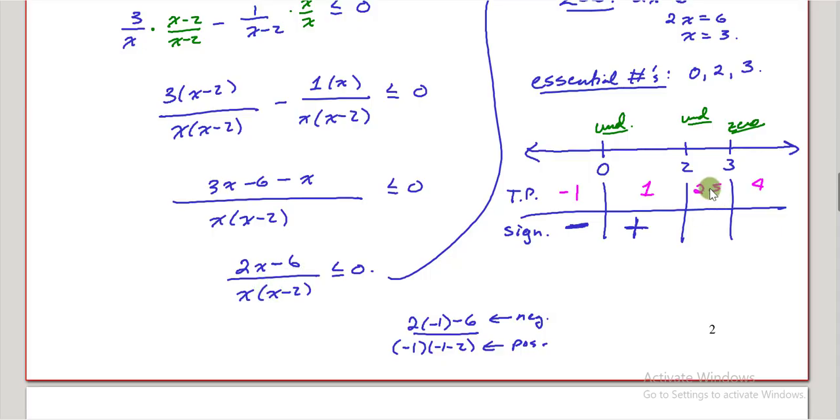If I were to take 2.5 and plug it into this expression, 2.5 times 2 is 5 minus 6, so my numerator is still negative. But now look at my denominator. If I take 2.5 times the quantity 2.5 minus 2, this is positive. And so we're again negative inside this region here. And lastly, if I were to take x equal to 4, I'd have 2 times 4 is 8 minus 6. So that's a positive numerator and a positive denominator. And the quotient of two positives is again positive.